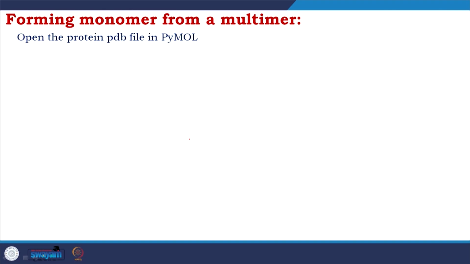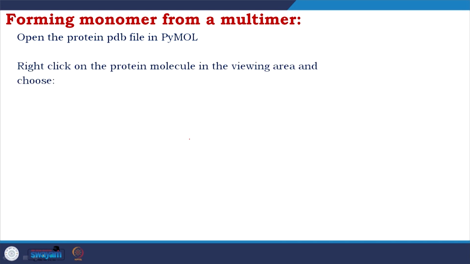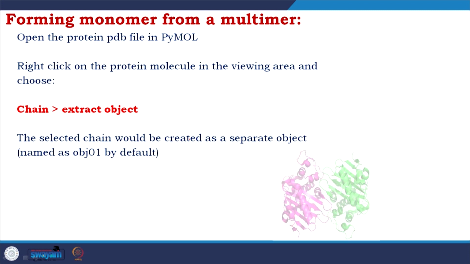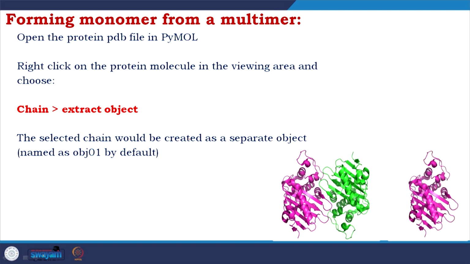So, again for how they are forming, how you could select a monomer, you have to open the protein. If it is not open, in our case it is already open, then right click on the protein molecule in the viewing area and choose chain, extract object. The selected chain would be created as a separate object, which you could name obj01 by default, but you could name it on your own. So, there is the dimer and a monomer would be the result.